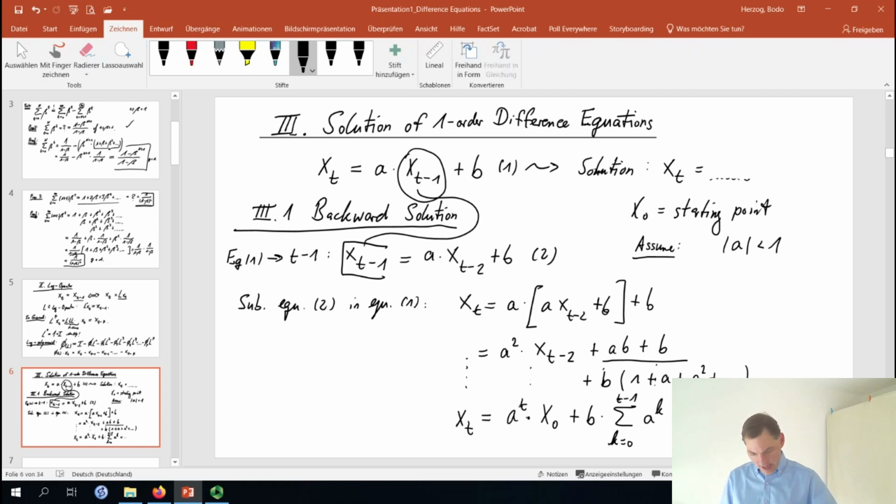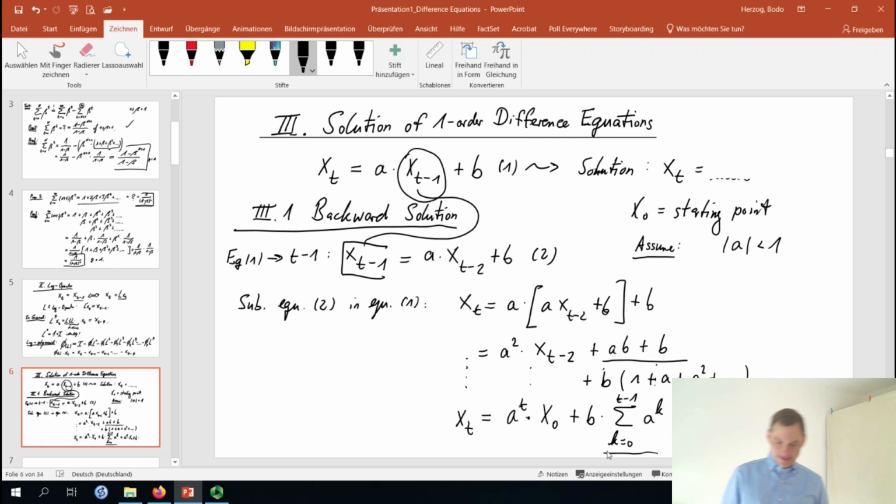Of course, this is a to the power of t. So with every time period, we just multiply by a. For the first, it's a. Then in the second, it's a squared, and so on. That gives me then the value for the 10th time period. That would be a to the power of 10 times my initial value, plus b, which is a constant, no problem. But what is then this sum?